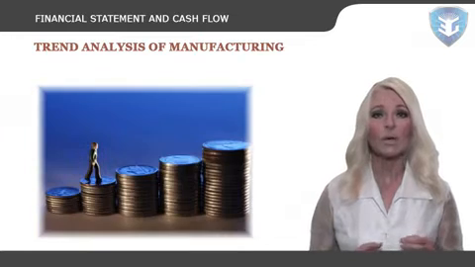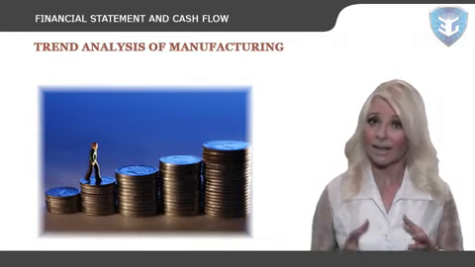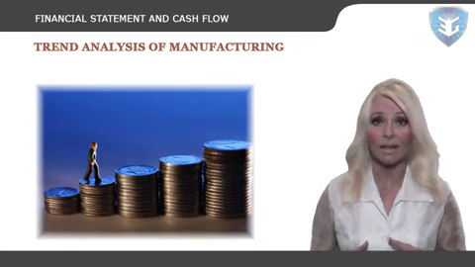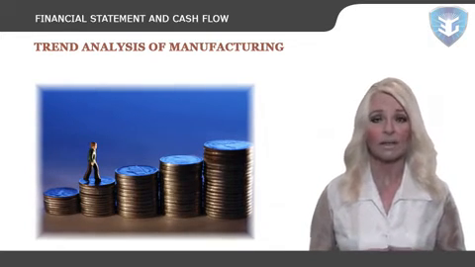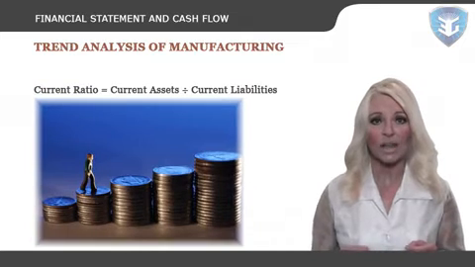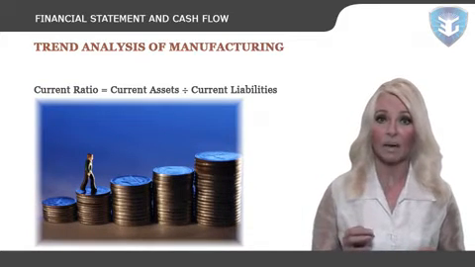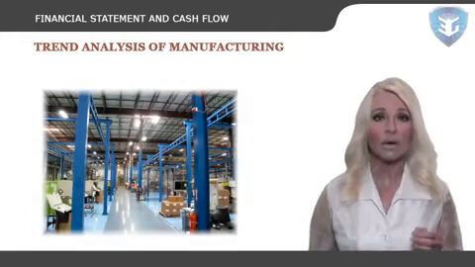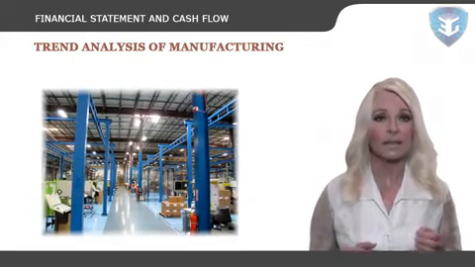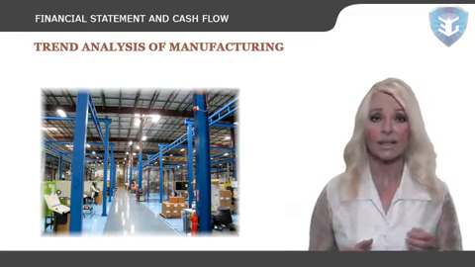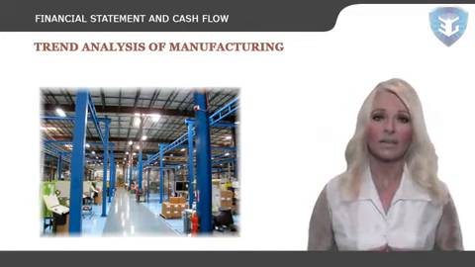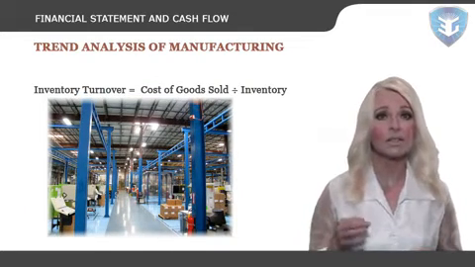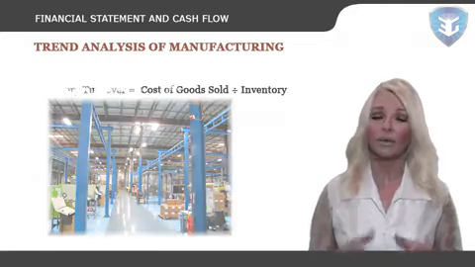1. A current ratio is considered good as it indicates the company has twice as many assets as liabilities and thus greater financial stability. Current ratio equals current assets divided by current liabilities. 2. The higher the inventory turns, the faster the company sells its goods, decreases its warehousing costs, and increases its cash flow. Inventory turnover equals cost of goods sold divided by inventory.